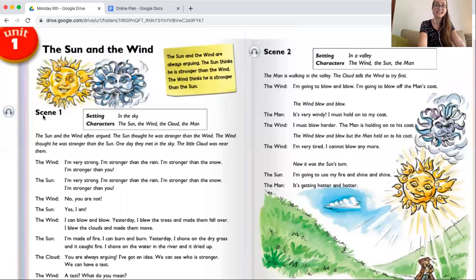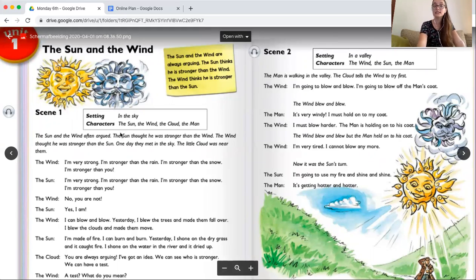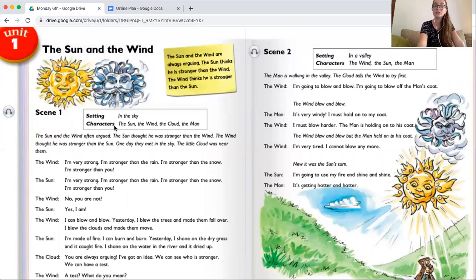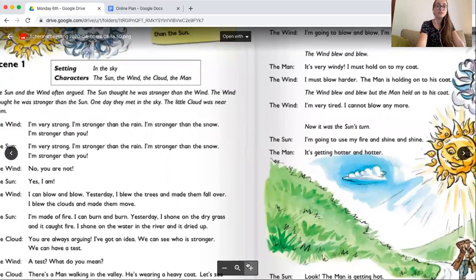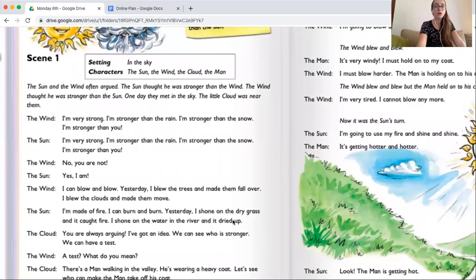Okay, the first scene. The setting is in the sky, and the characters are the sun, the wind, the cloud, and the man. The sun and the wind often argued. The sun thought he was stronger than the wind. The wind thought he was stronger than the sun. One day they met in the sky. The little cloud was near them.